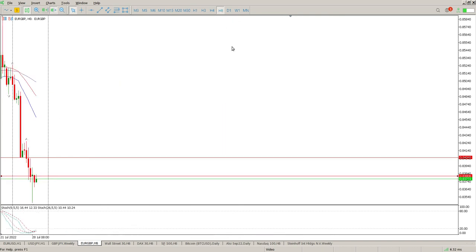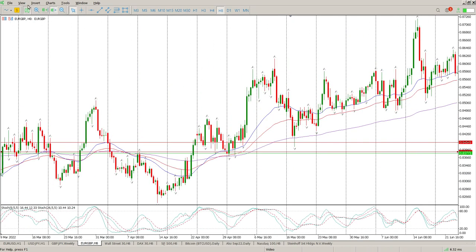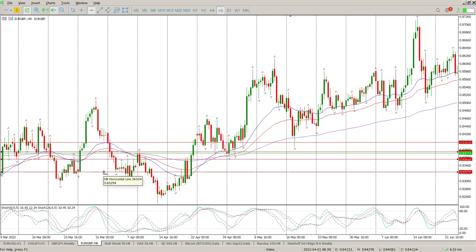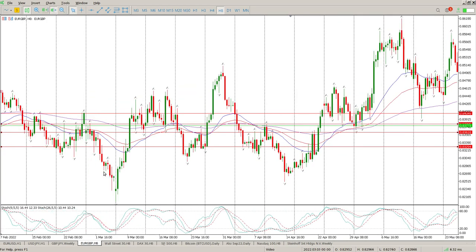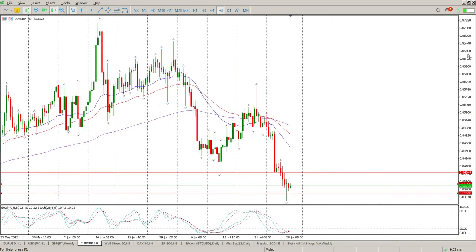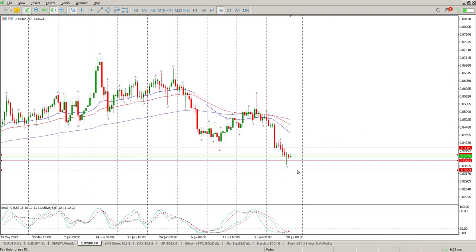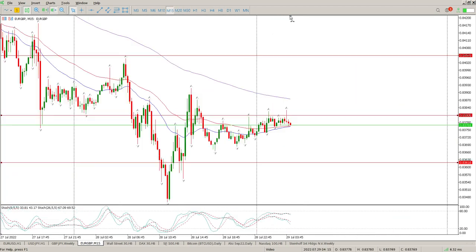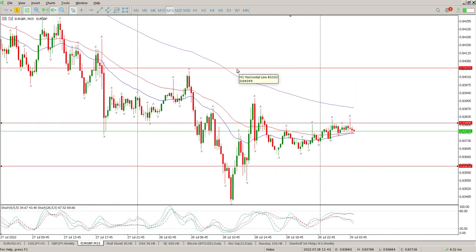And for your levels, you just need to go to the left and pick up the areas, and then you'll see where your target areas are. So I would argue 0.83294 would be the level to pay attention to. Just going to finish off on the 15-minute here.